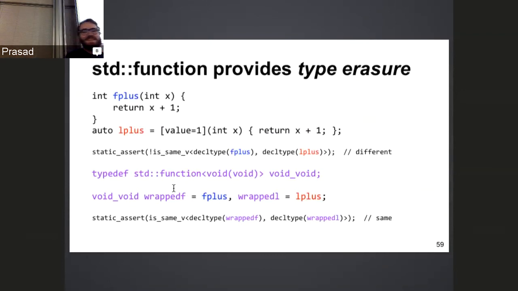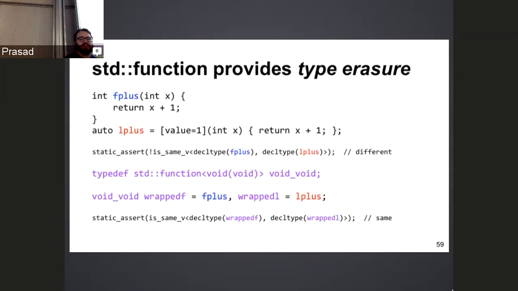Function provides type erasure. So this is perhaps a more complicated slide than it needs to be. This is one of those ones that was added, and it has a lot of colors and a lot of lines. Yes, this needs to be better. So here I have our old friend plus, which I'm calling f plus for function. It takes an int and returns x plus 1. I also have the same thing written as a lambda.